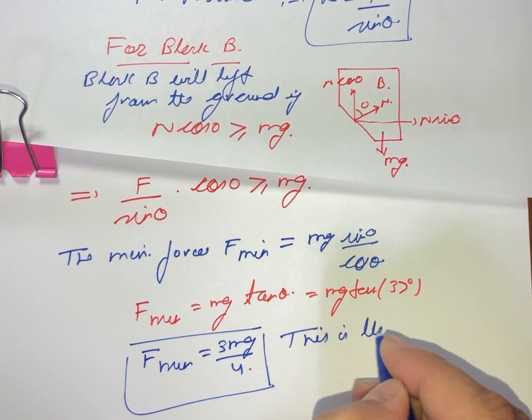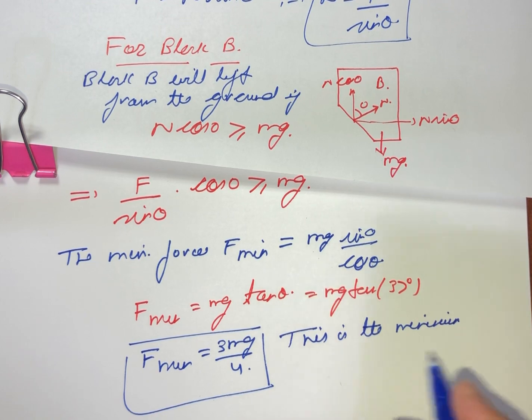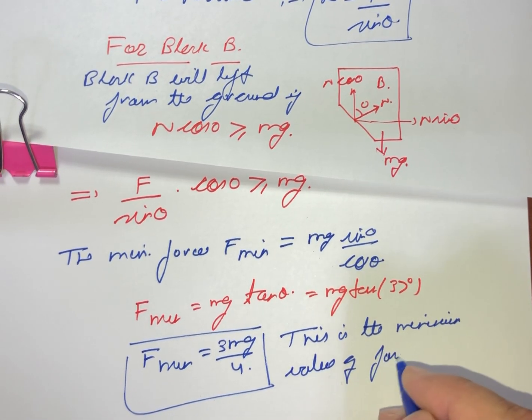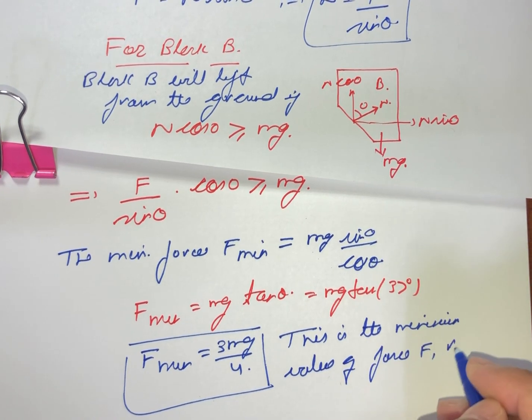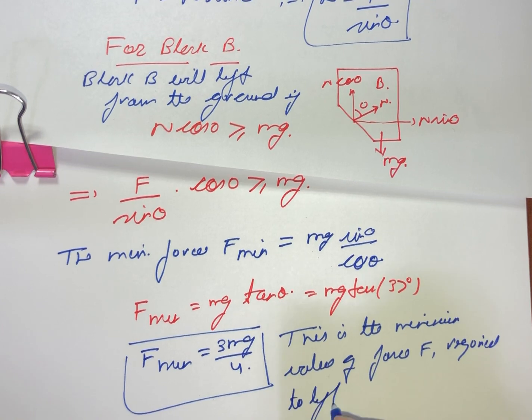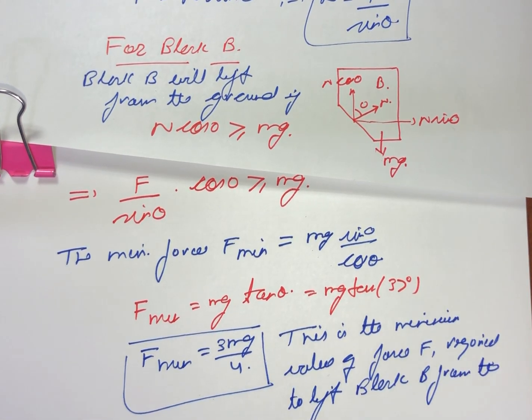This is the minimum value of force F required to lift block B from the ground.